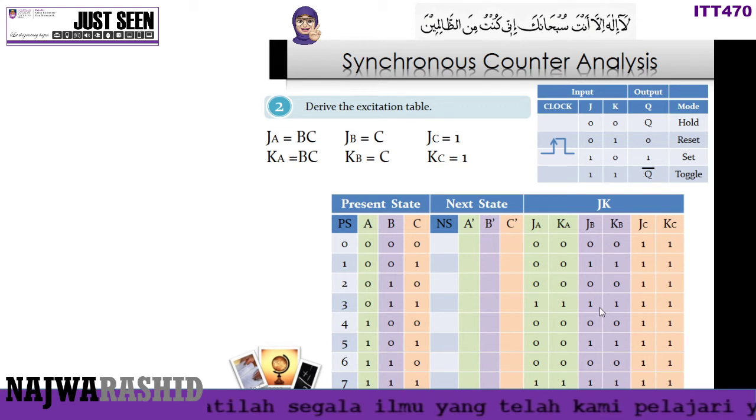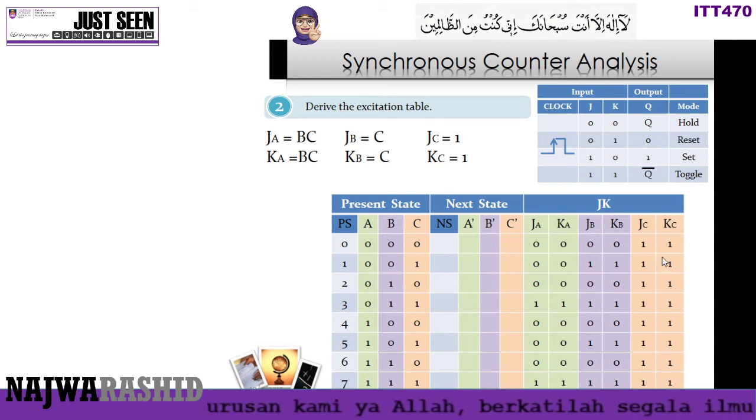Okay, for example, this one, JA and KA equal to 0, 0. Okay, 0, 0 means hold. So look at A equal to 0, so A prime equal to 0. That means we hold the previous value. The next state holds the previous value. Okay, JB and KB also equal to 0, 0. So that means B is 0, the next B is 0.